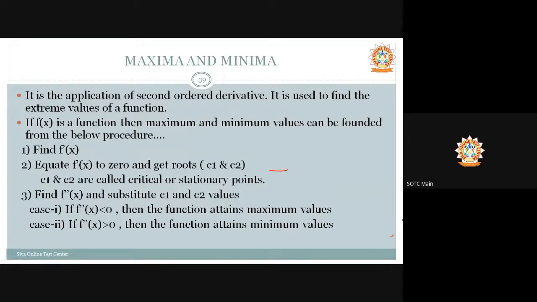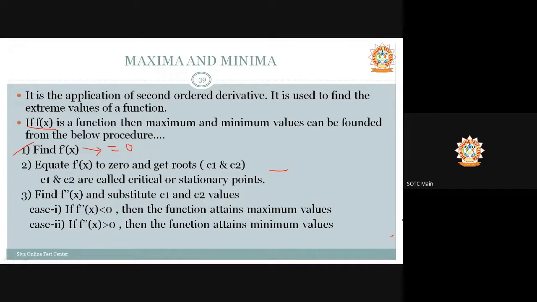This is the pure application of the second order derivative. If f of x is a function, then the maximum and minimum values can be found from the below procedure. Let us suppose f of x is a function. First calculate f dash of x, the derivative of that function, and equate f dash of x to 0. Then find your roots.